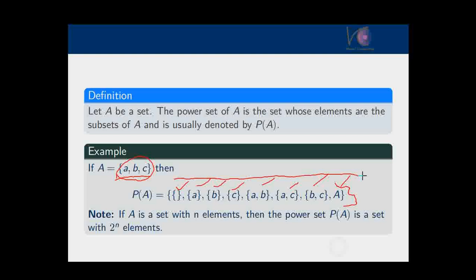Note that if A is a set with n elements, then the power set of A is a set with 2 to the power n elements. This is what we've talked about already. Perhaps we can look at this example. Let's call the set B now. If B is {1, 2, 3, 4}, what is the power set of B?